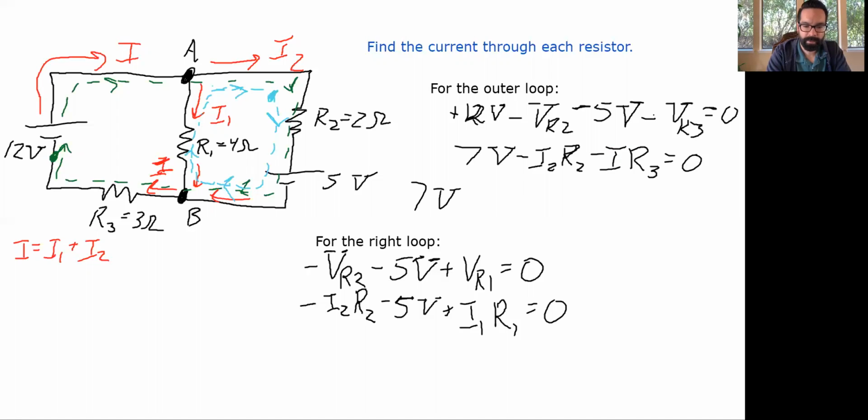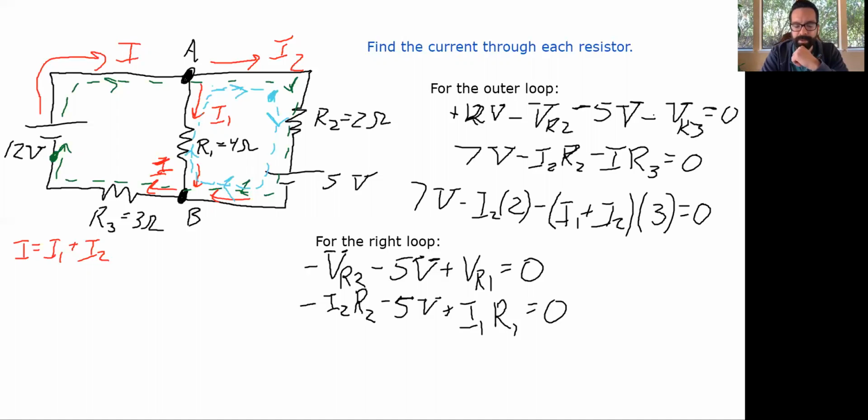So 7 volts minus I2. Let me plug in my values for R2. So R2 was just 2. Minus, and here's my substitution for I. We're going to substitute I1 plus I2. And R3 was 3. Okay, and we're going to simplify that equation. So I'll rewrite it over here. What I'm going to do is simplify this outer loop.